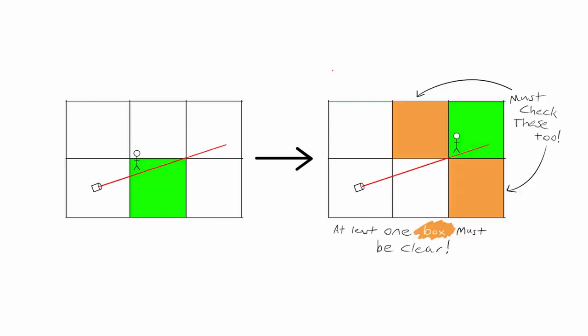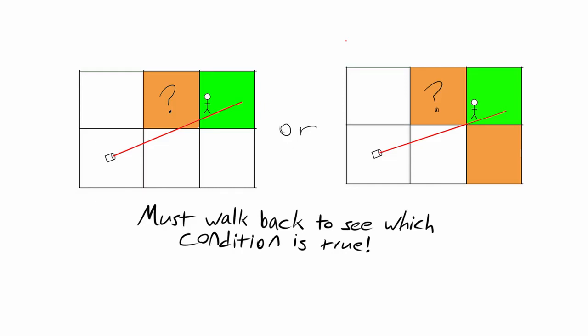The second possibility, however, is that you hit an edge or a corner between multiple voxels. In this case, you need to check each of the voxels that share that edge or corner to see if they are occupied by an obstacle. In either case, you will need to walk back and forth along the ray in order to see which condition is true, which also adds to the total compute time for the angled ray.